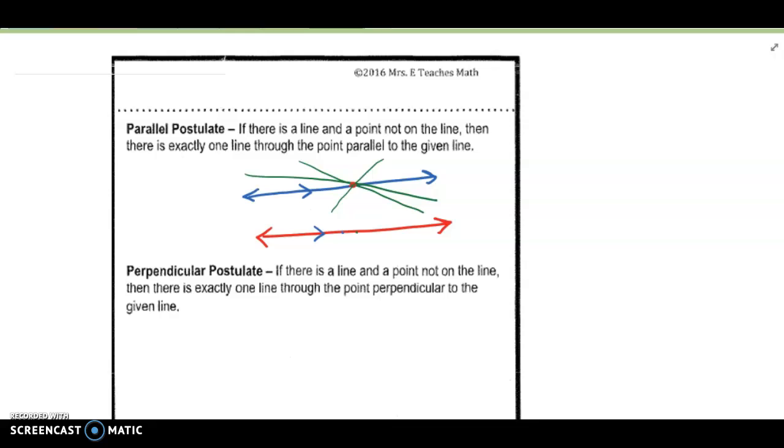Okay, so same scenario applies for down here. So the perpendicular postulate says if there is a line and a point not on that line, then there's only one line that we can draw from this point that's going to be perpendicular to this line. Okay, so if this line is perpendicular here, then we can draw a million lines from this point, but this one won't be perpendicular. This one won't be, this one won't be, this one won't be. There's only one perpendicular line we can draw from this point to this line.